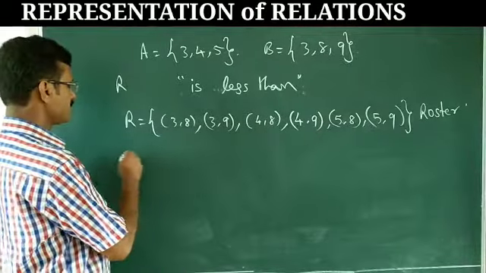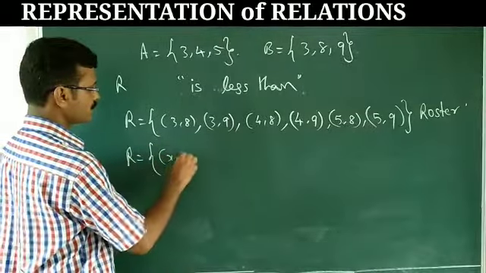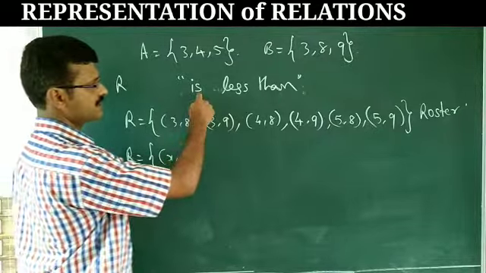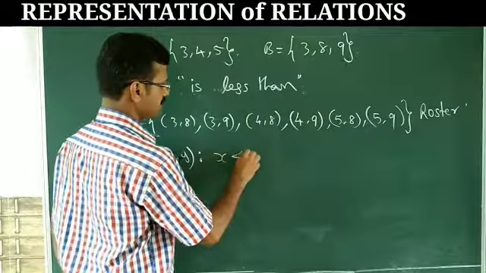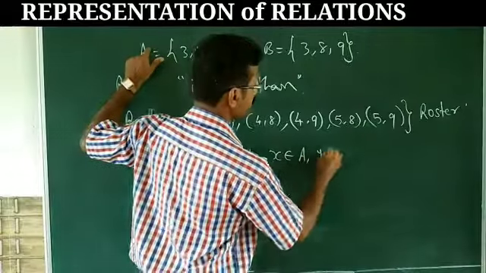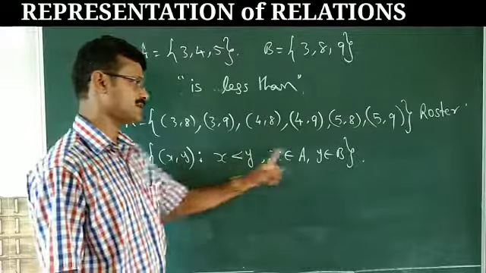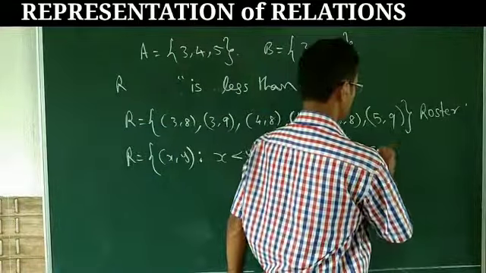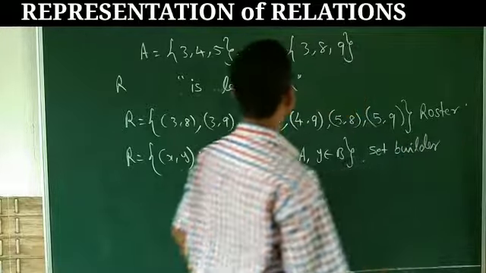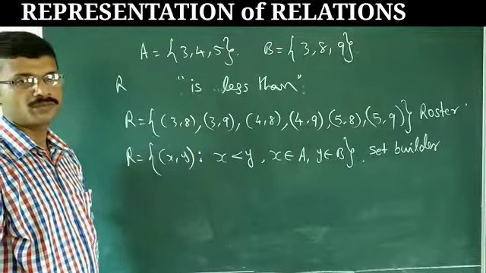Then another thing, this can be written in set builder form also. Set builder form means we use symbols. That is, we write the set of all x, y such that x is less than y, and x belongs to the set A, y belongs to the set B. This way if I write, this is known as set builder form. So this relation can be written in set builder form, roster form, and one more way is there.